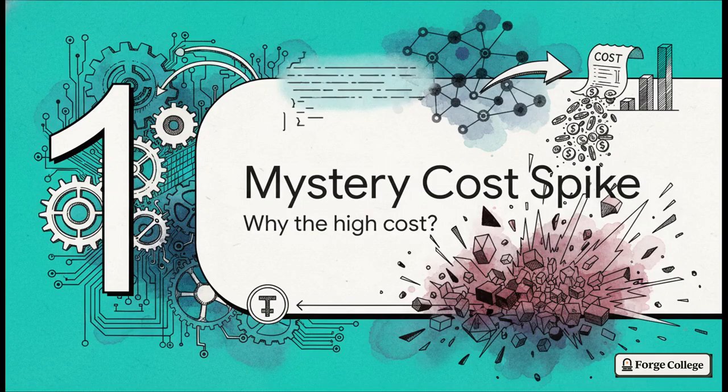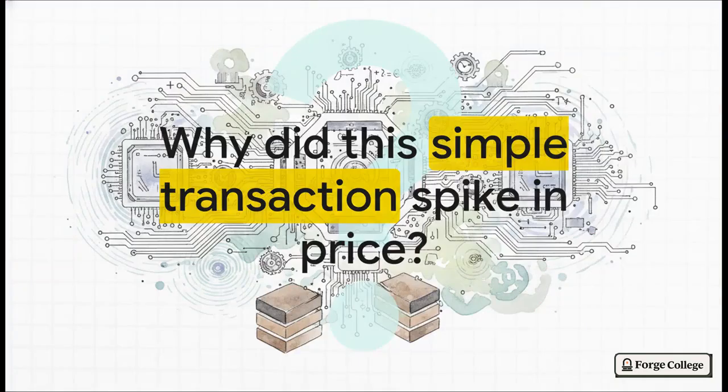Or, why exactly did my quote-unquote simple transaction cost so much? You know exactly what I'm talking about here. You submit what looks like a totally simple transaction, maybe just a basic token swap or a tiny variable update. The code is super elegant. But then, the receipt comes back showing this massive, inexplicable consumption of compute units. So why did this apparently simple transaction spike in price?